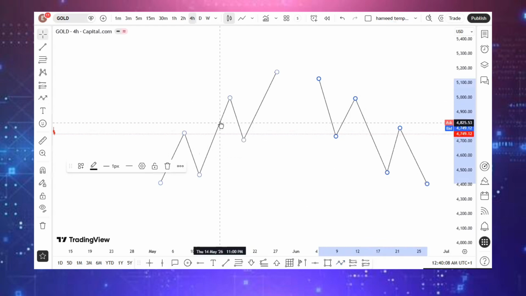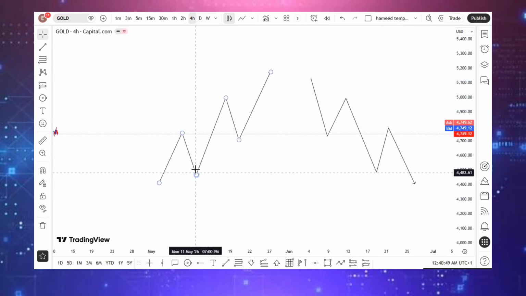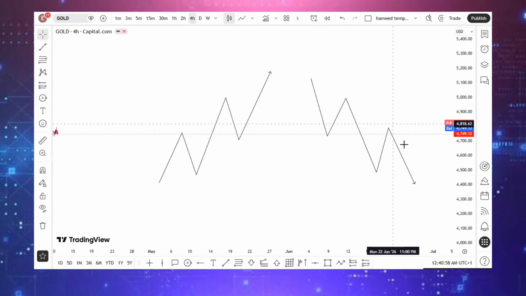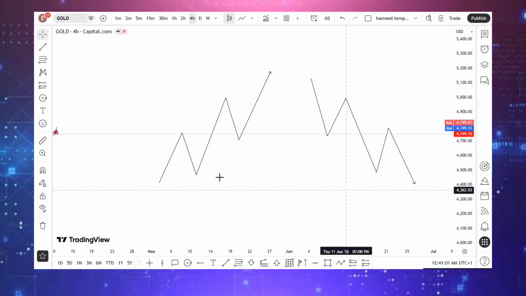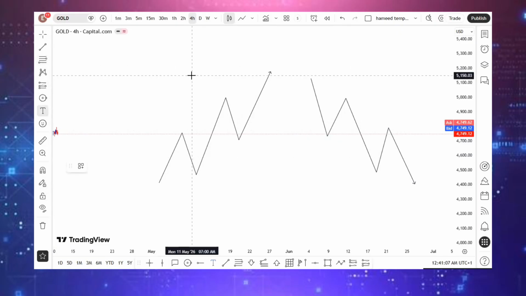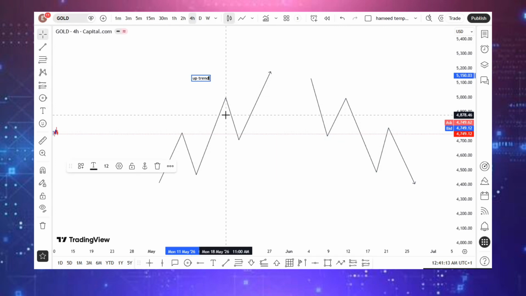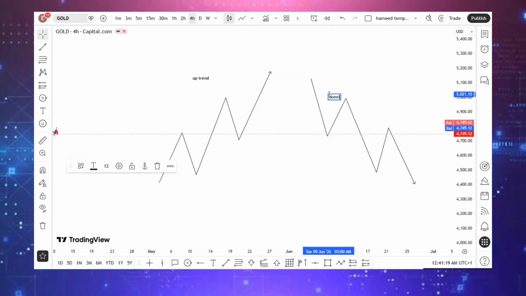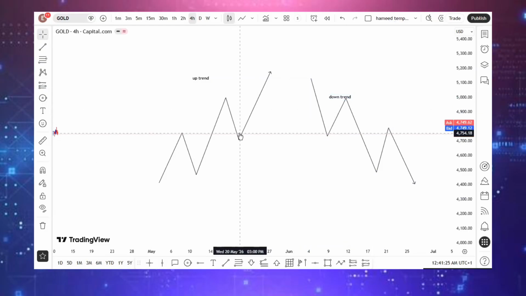So what qualifies this as uptrend and what qualifies this as downtrend? Because we have higher highs, higher lows, higher highs, higher lows. Then we have lower highs, lower lows, lower highs, lower lows. So this is uptrend and this is downtrend.